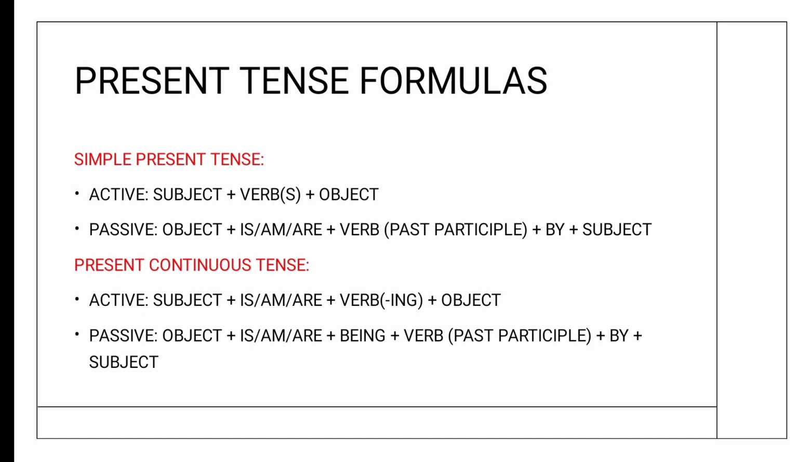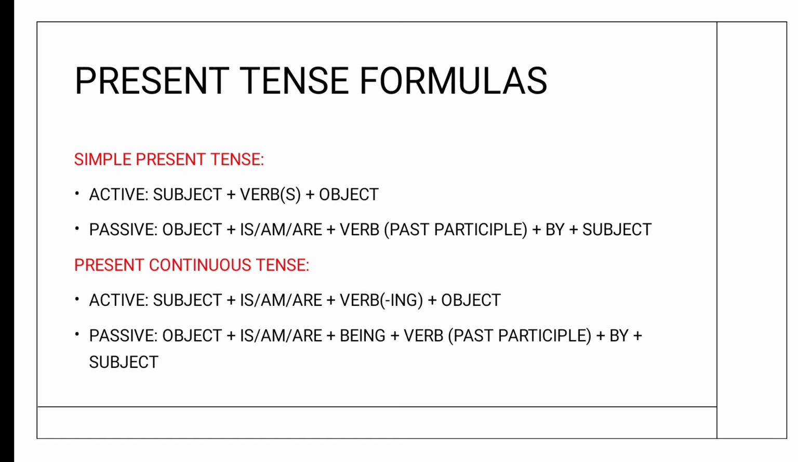If the subject is you, we, or they, we have to use are. If the subject is he, she, it, or any singular noun, we have to use is. If the subject is any plural noun, we have to use are. Okay, so now after the object, we need to add is, am, or are according to the object.